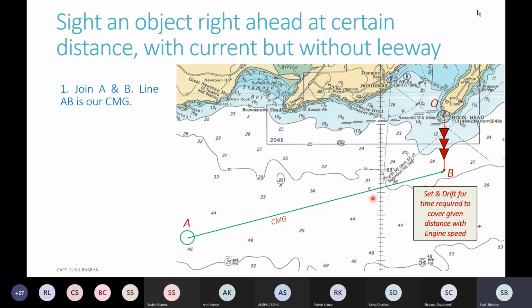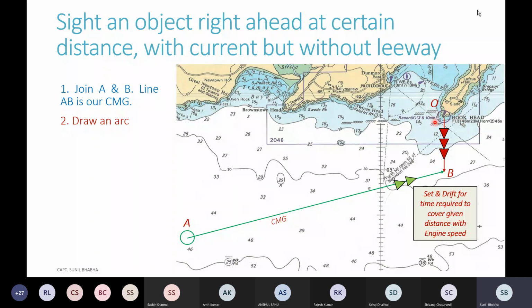Course made good is marked using double arrows, 2 arrows. So let's plot these 2 arrows here. You can see the 2 arrows plotted on the CMG. Now in the next step, we have to draw an arc. So pick up your compass and open up your compass equal to the distance at which we need to have this object right ahead of us. So open up your compass equal to that distance.